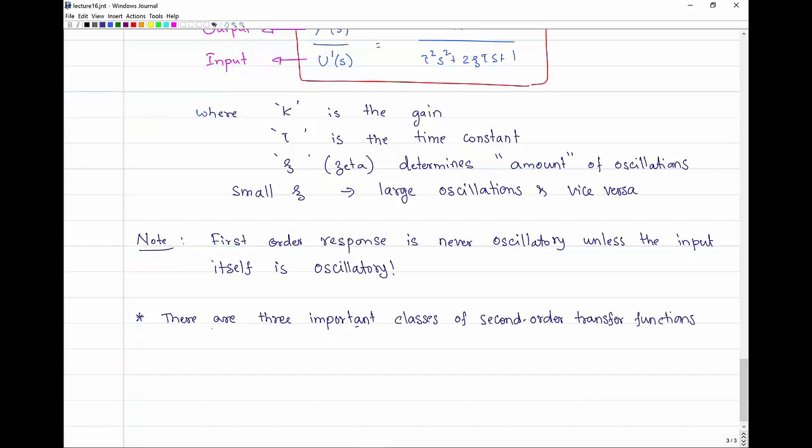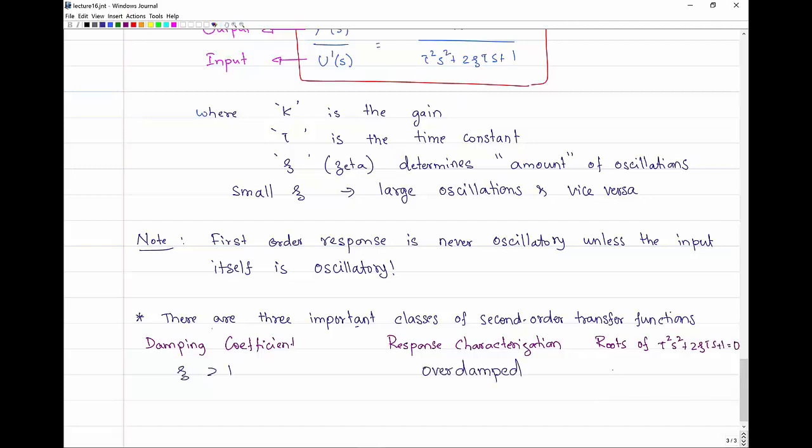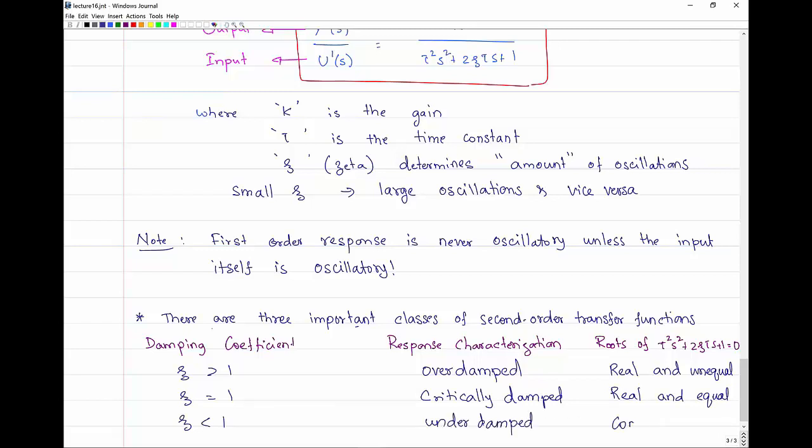Now there are three important classes of second order transfer functions, and they are classified based on the value of the damping coefficient. If zeta is greater than 1, the process is said to be overdamped, and it will have roots of the denominator polynomial that are real and unequal. If zeta is equal to 1, the process is said to be critically damped, and the roots of the denominator polynomial are going to be real and equal.